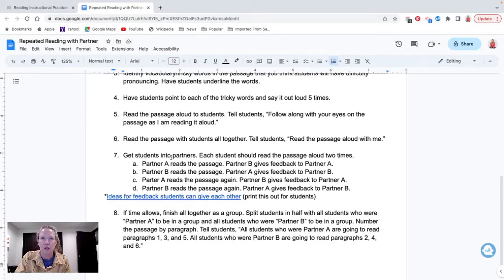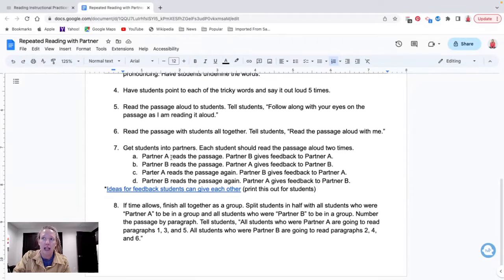Next, you're going to have the students follow along with their eyes as you read the passage aloud to them. After that, you are going to have the students read the passage aloud with you chorally. And then from there, you will break students into partners and they will read the passage aloud to each other. So, partner A will read to partner B, then they'll switch, and then they'll do that again. So, they'll each read it twice.